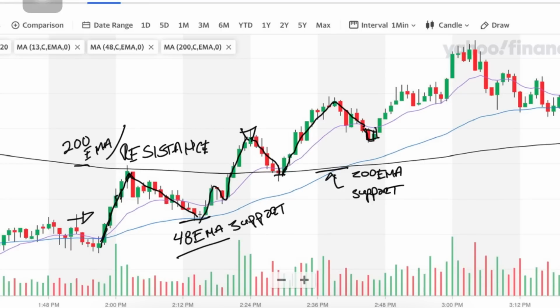Nope, it regained, kept going higher, and now look at how this 13 starts serving as support. The 13 EMA starts serving as support, and then it continued to just bounce off of this level, ride this level before ultimately going higher and then topping out.